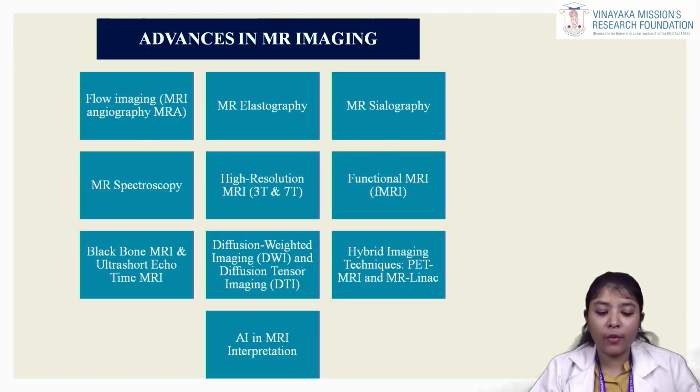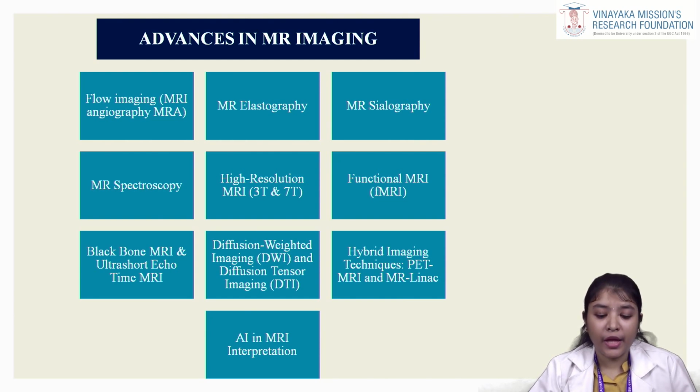The advances in MR imaging: flow imaging, that is MRI angiography, MRA. It is used in high resolution imaging of oral blood vessels and helps in diagnosing vascular lesions and tumors. It also aids in surgical planning. Next is MR elastography, which measures tissue stiffness and helps in detecting oral cancers and TMJ disorders. It also helps in the assessment of fibrosis in oral mucosal lesions and in salivary glands.